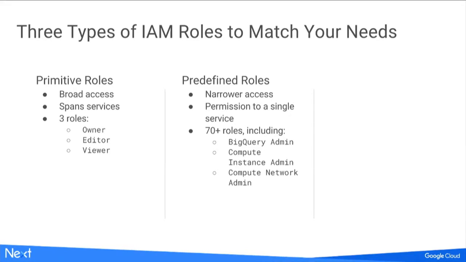Last year at Next, we announced that we had IAM roles to provide more granular permission. Today, we have over 70 predefined IAM roles. You can use these to grant an employee access to specific parts of Google Cloud. For example, if you wanted to allow your networking and security team to manage all the networks, you could grant them the Compute Network Admin role. That would not allow them to spin up instances, but they could do network management, create new networks, subnets, and routes.